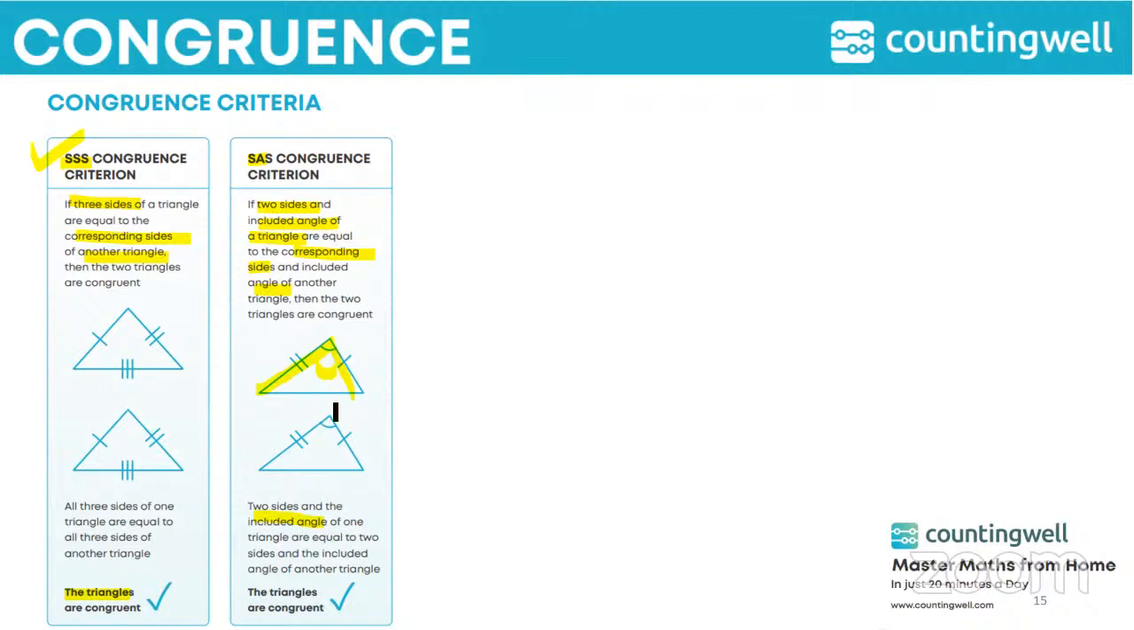So if you are given two sides and the included angle of one triangle are equal to the corresponding two sides and included angle of another triangle, then we say the two triangles are congruent by the SAS Congruence Criterion.